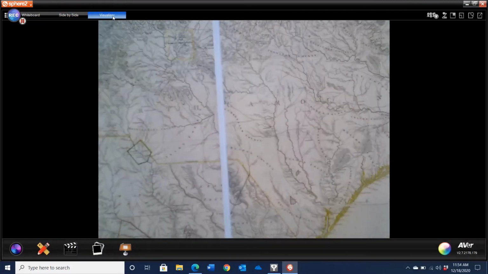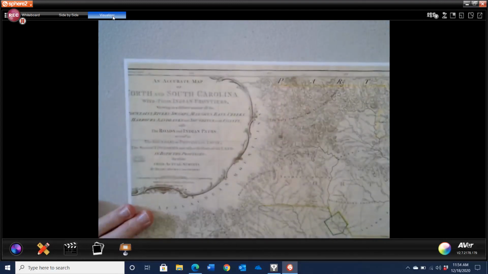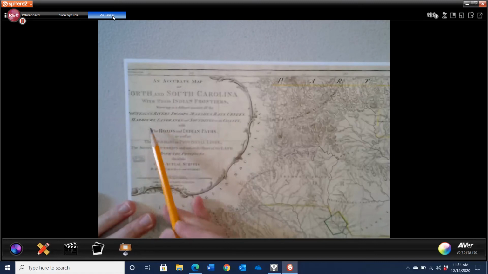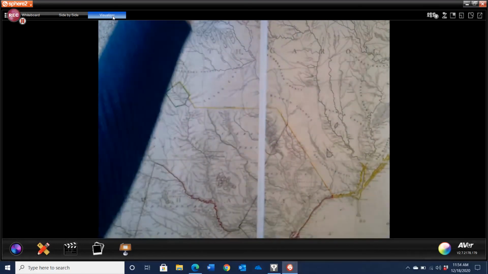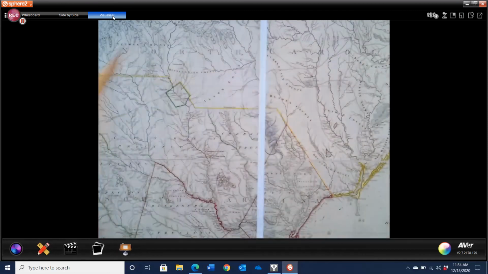And this is the accurate map of North and South Carolina with their Indian frontiers, showing mountains, rivers, swamps, marshes, bays, creeks, etc. And this is a great map. This map was at first created in about 1775. This copy, which is a copy, not the original, was reissued in 1794 by surveyor Henry Mouzon, I believe is how we say his name. And there's actually been some research that shows that maybe he wasn't as involved in it as people once thought.